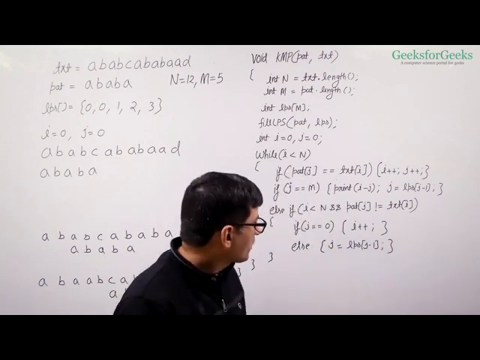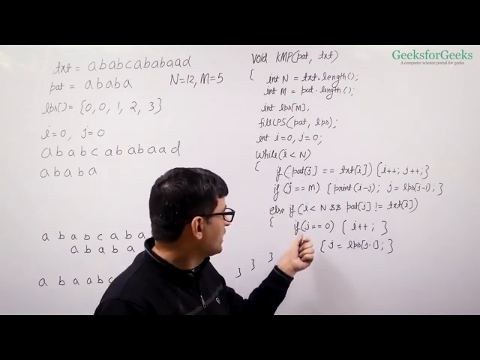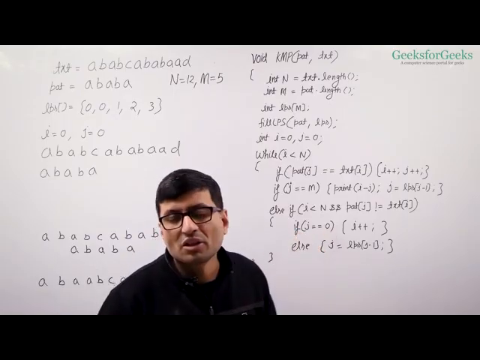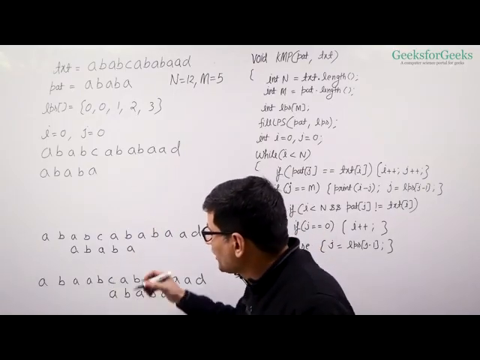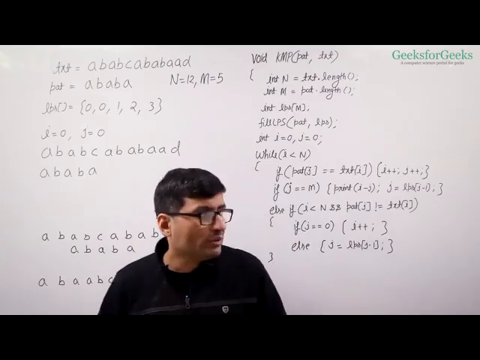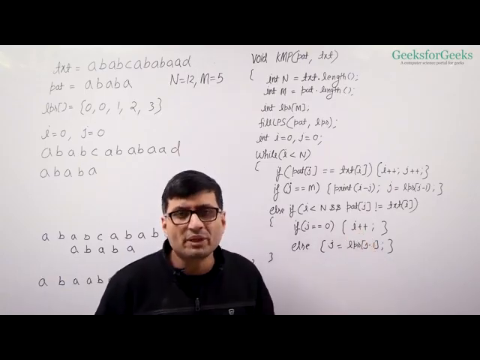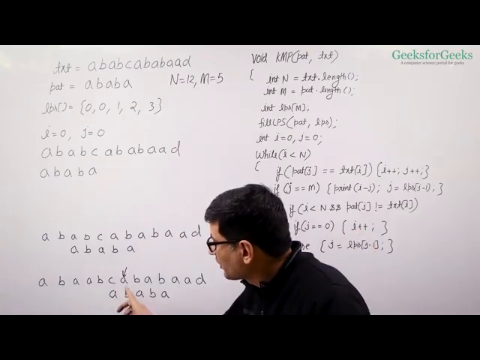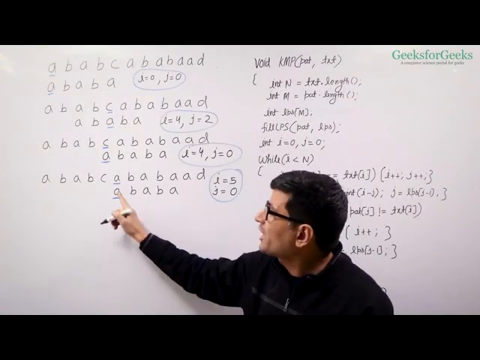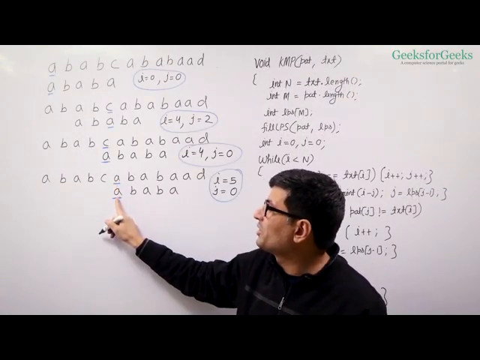If they do not match, we have two cases and this time we are in this case, because j is 0. So what do we do now? We increment i. We bring i to here, right? And we do not change j. j remains 0. So next time we are going to compare these two characters. So now we are at i equal to 5 and j equal to 0.